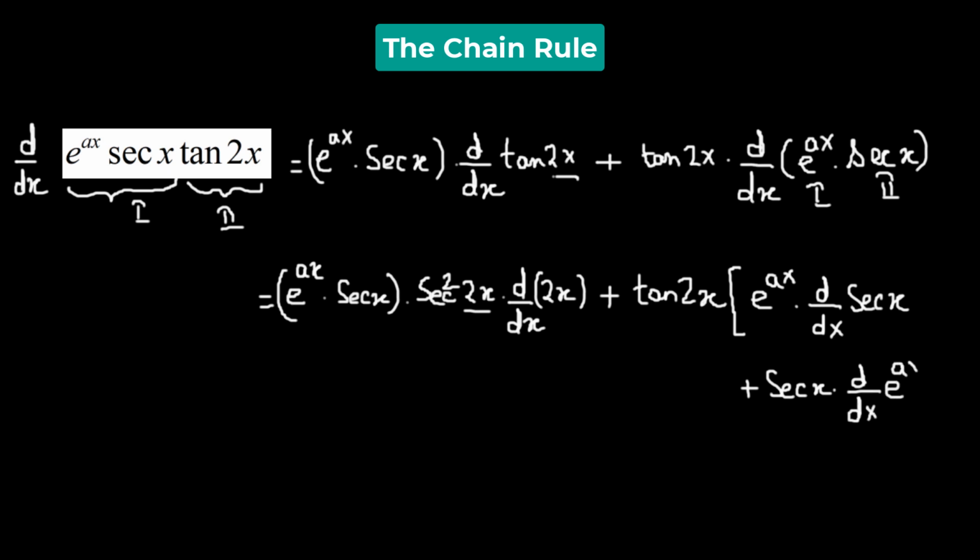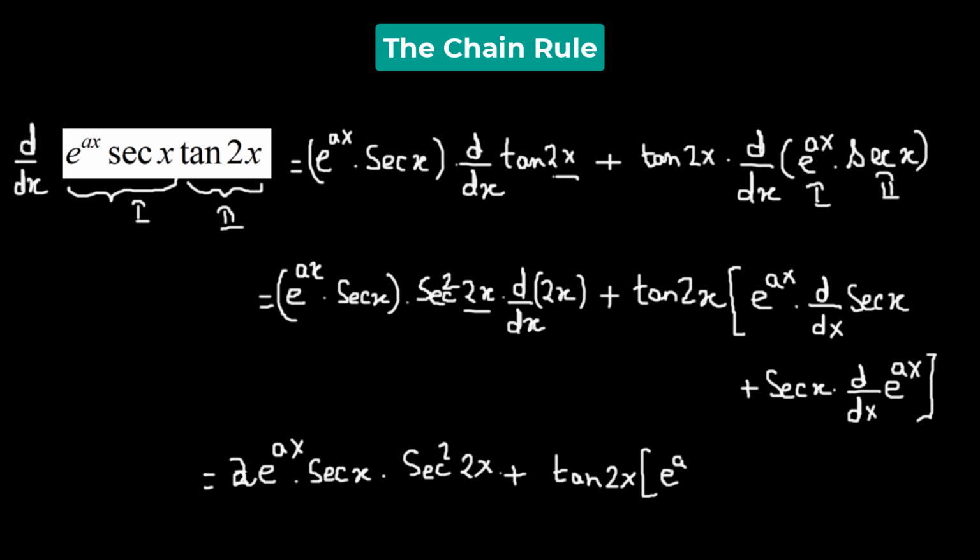e raised to the power of ax, which is equal to e raised to the power of ax times secant of x multiplied to secant squared 2x, and the derivative of 2x is simply going to be 2, so let's put it in the front. So we have 2 in the front, so plus tangent of 2x multiplied to e raised to the power of ax. So the derivative of the secant function will be secant of x times tangent of x plus secant of x multiplied to e raised to the power of ax.